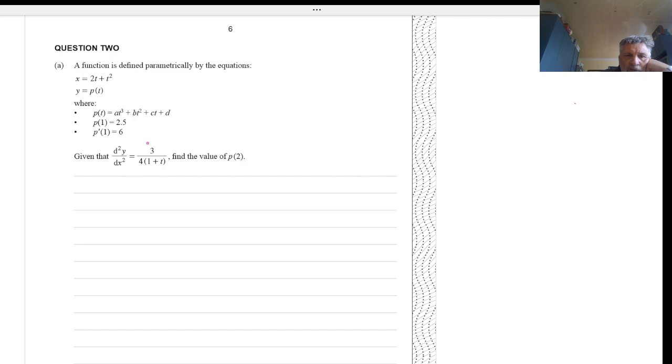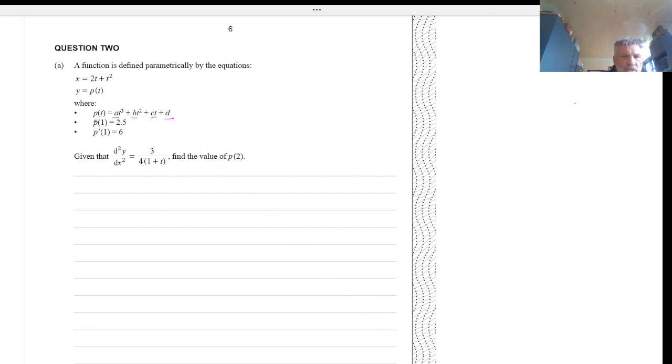In order to evaluate p of 2, we of course will need to know what a, b, c, and d are. So the strategy or the aim in the question is to find a, b, c, and d. That will allow us simply to plug in t equals 2 and find this function.